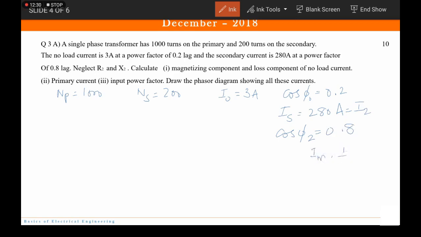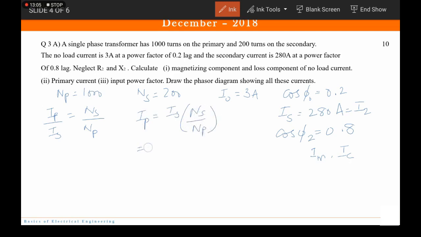Then we have to calculate the loss component, that is IC, and then the primary current and power factor. Fine, so let us start with this. Now we know that the relationship between primary current, secondary current and the number of turns is given by this. So let us convert this equation in terms of primary current. So we'll be putting the values.